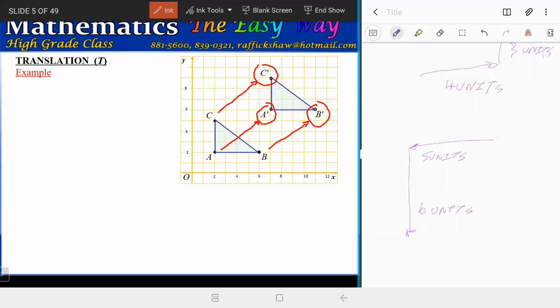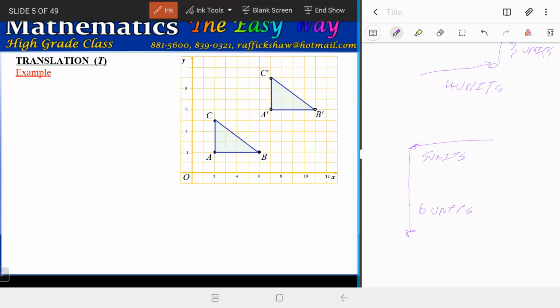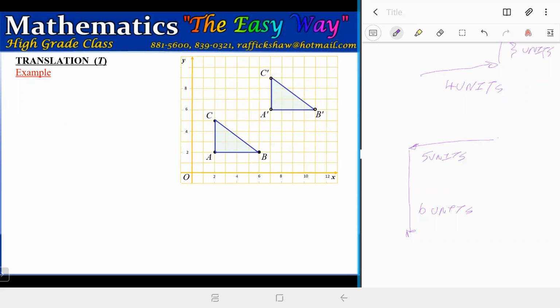If they move this object to another location, then the letters will now become double prime. So you get A double prime, B double prime, C double prime. That means it's a second transformation that took place. If they move that again, then you get A triple prime, B triple prime, C triple prime. You'll hardly ever get a triple prime. Most times you go from an object to one image and then a second image. Most times they don't generally go to a fourth shape. So basically that's what we have.